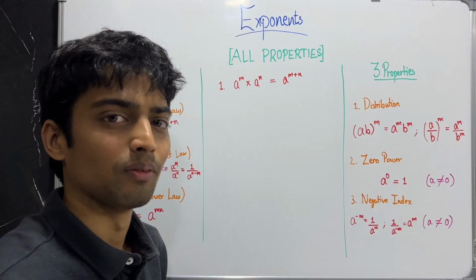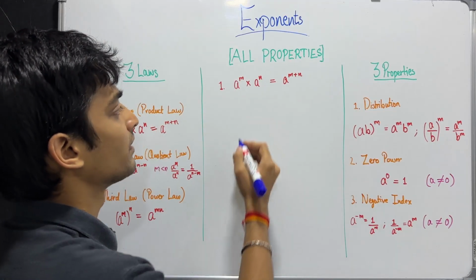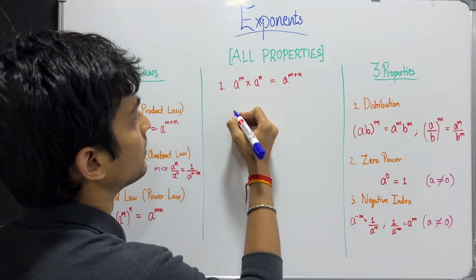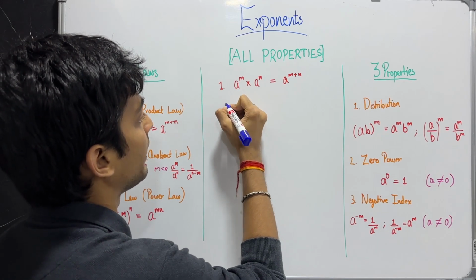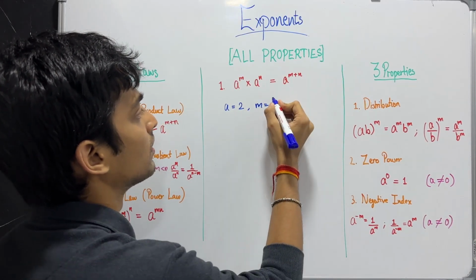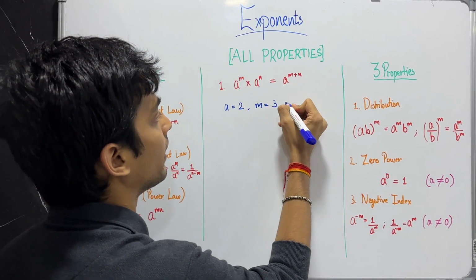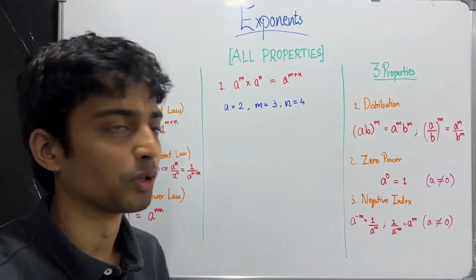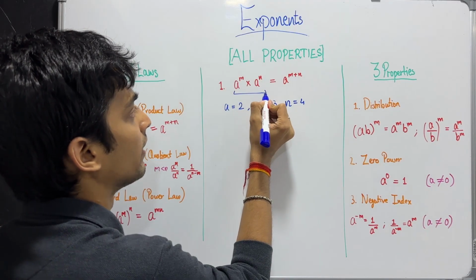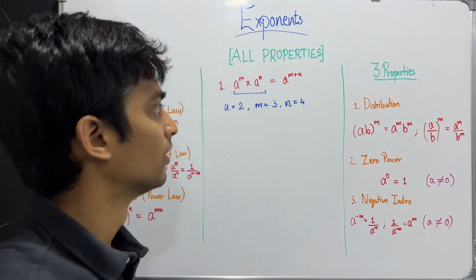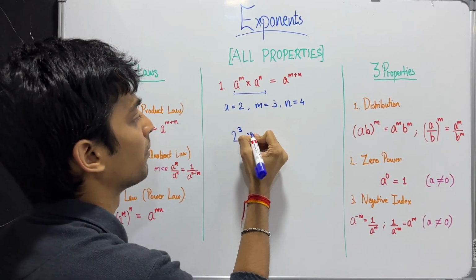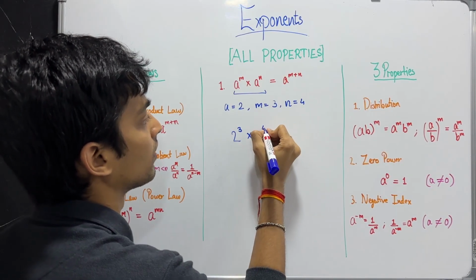Okay, so let's see if this works or not. Let's say a is 2, m is 3, n is 4. Okay, so we have assumed these numbers. Let's try the LHS and let's see if we get the RHS. So let's plug in the values. So we'll get 2 raised to 3 multiplied by 2 raised to 4.